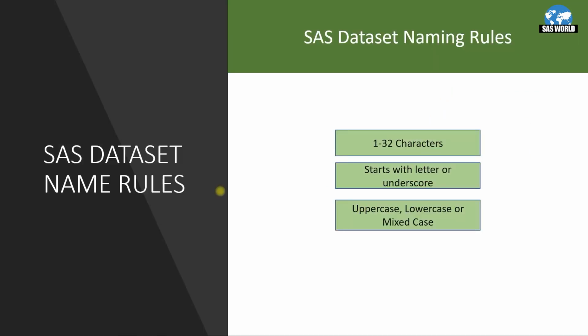Now we will understand the SAS dataset naming rules. When you create a new SAS dataset in SAS, the name of the dataset can be 1 to 32 characters long. So the maximum number of characters in a SAS dataset name is 32. Be careful when you give a name. The name can start with a letter or underscore. You cannot start a SAS name with a number. You can use any character or underscores. Then the third is uppercase, lowercase, or mixed case. You can use any type of case, like capital letters, small letters, or mixed letters, to name the SAS dataset. Right, guys, I think this is clear. Let's move on to the next slide.